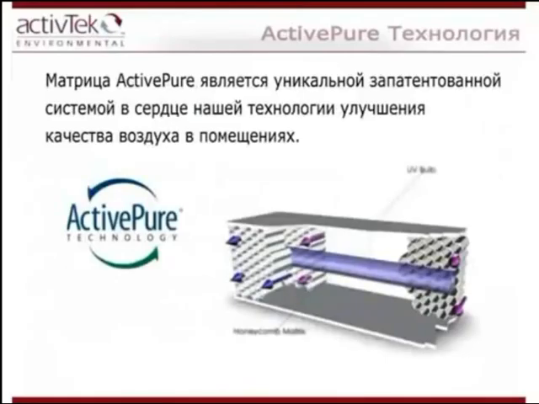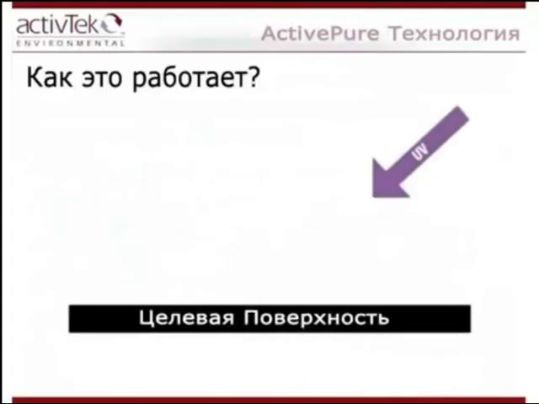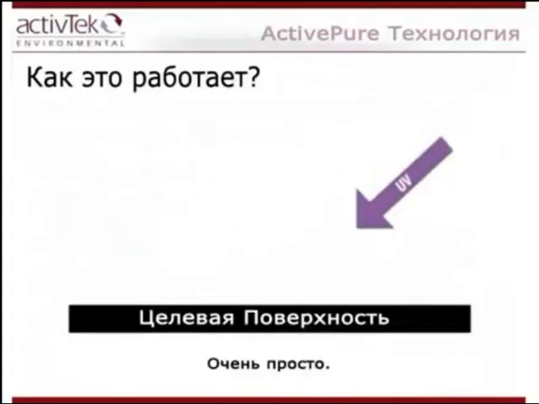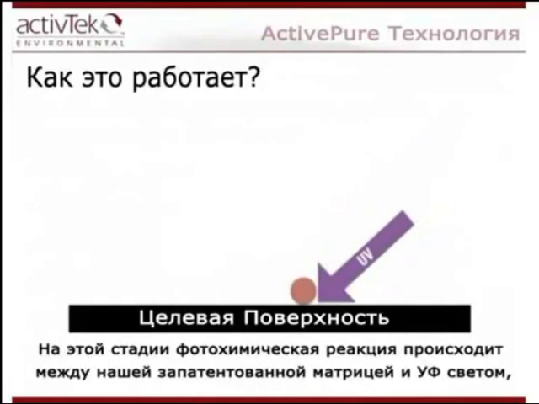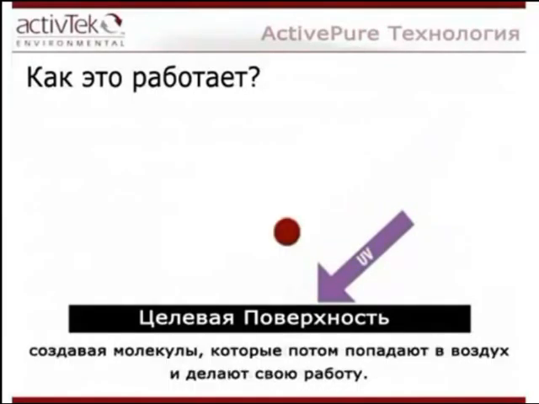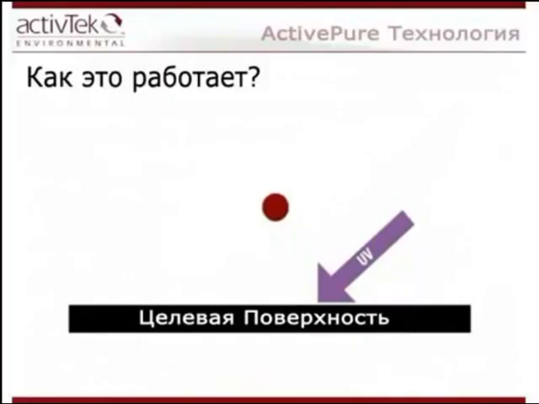So how does this work? Very simply, UV light strikes the target surface. At that point, a photochemical reaction takes place between our proprietary coating and the ultraviolet light, creating molecules that are then picked up by the airstream and carried out to do their job. So let's take a quick look at our advanced coating.